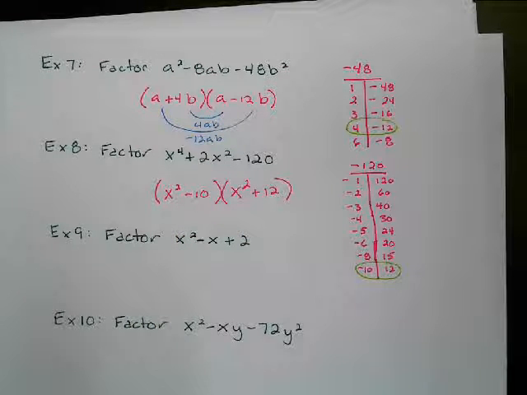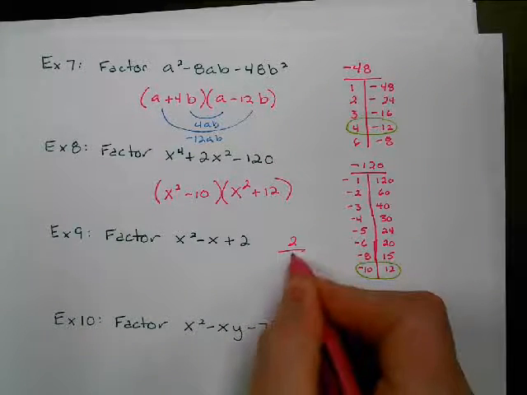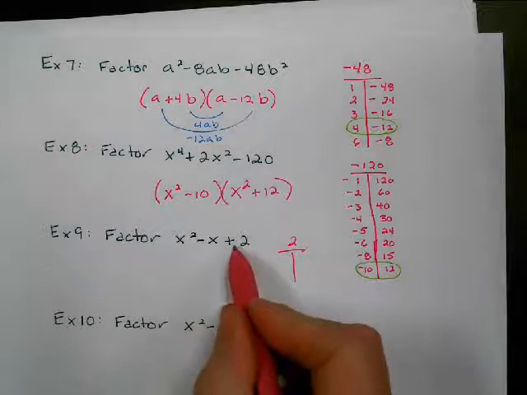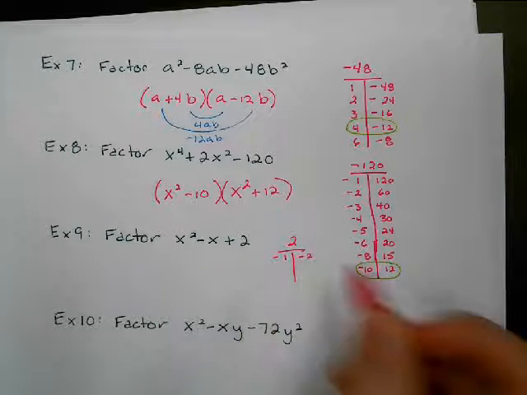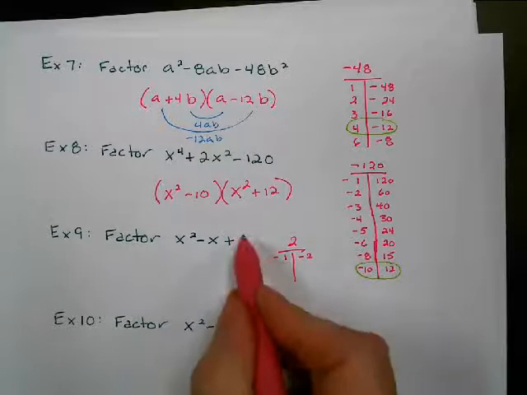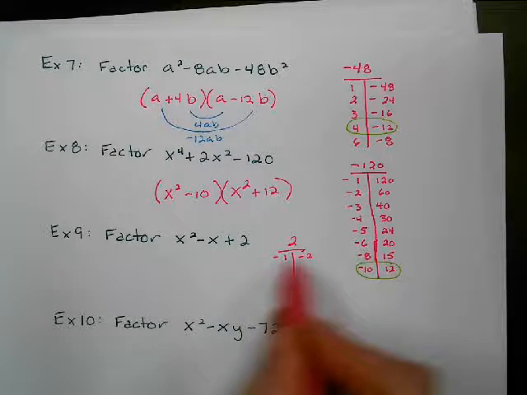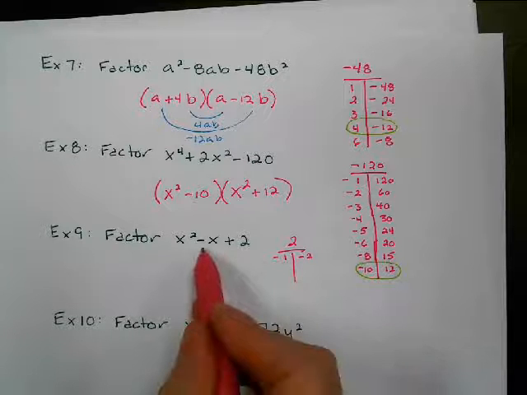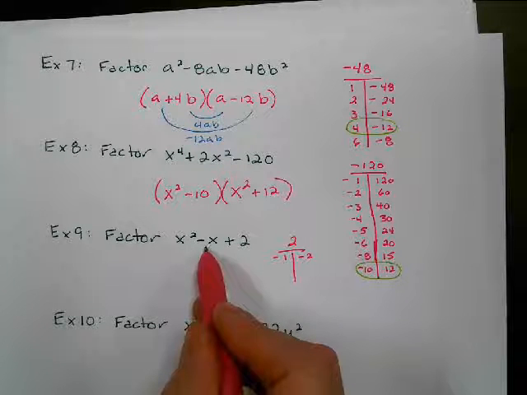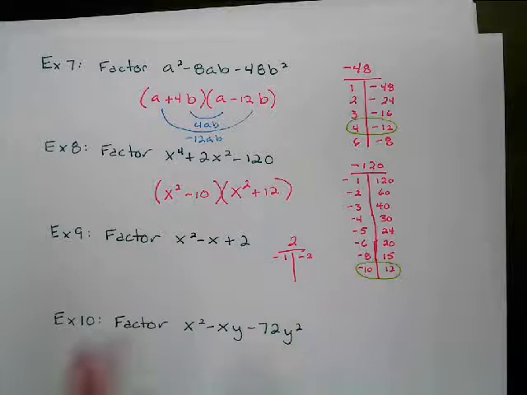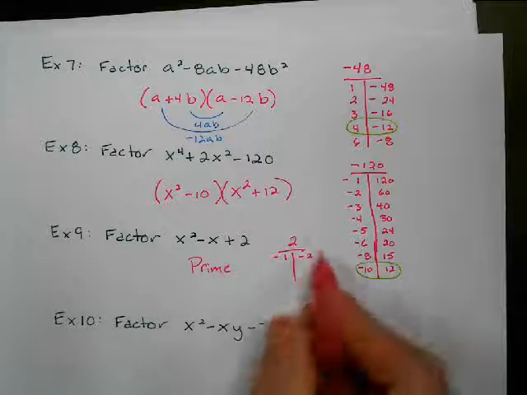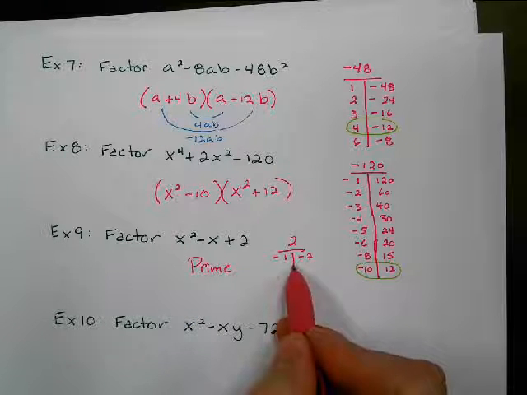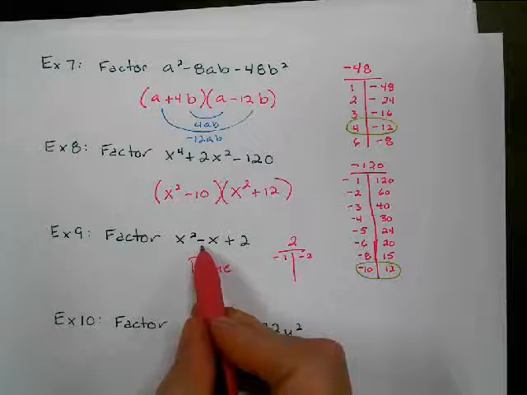All right, next one. 2 is our number at the end. This one's negative. That means both of these numbers are negative. So negative 1 and negative 2. That's the only combination. Okay, since this is positive and this is negative, both of these numbers have to be negative. But this gives me negative 3, not negative 1. Problems. So at this point, we can just say that this is prime, because there are no combinations of 2 that give me negative 1. So this is a prime problem.